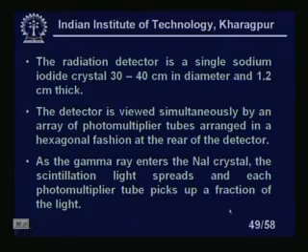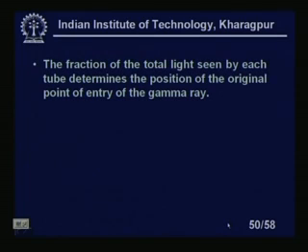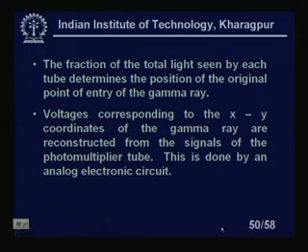As the gamma ray enters the sodium iodide crystals, the scintillation light spreads and each photomultiplier tube picks up a fraction of the light. The fraction of the total light seen by each tube determines the position of the original point of entry of the gamma ray. Clear? Now, voltage corresponding to the x, y coordinates of the gamma ray are reconstructed from the signals of the photomultiplier tubes. This is done basically by an analog electronic circuit.